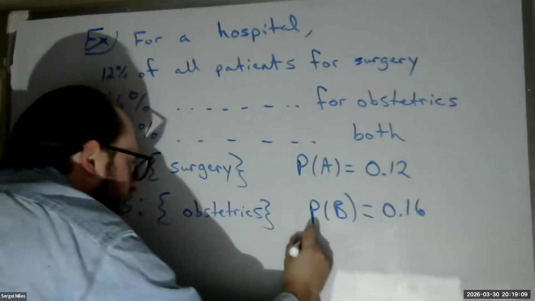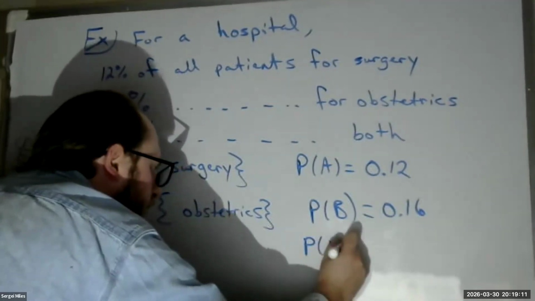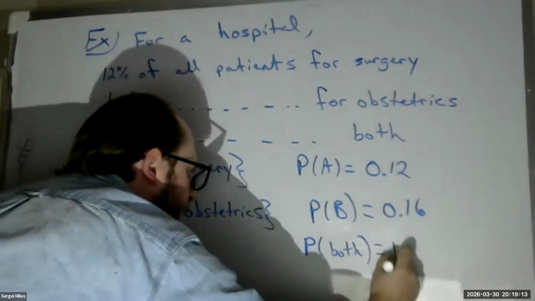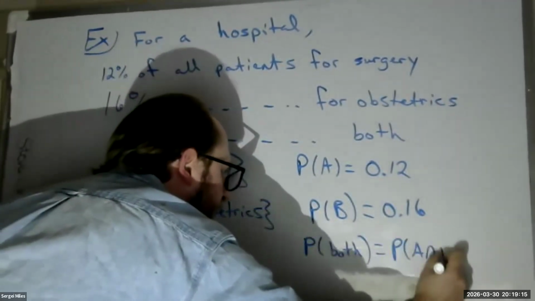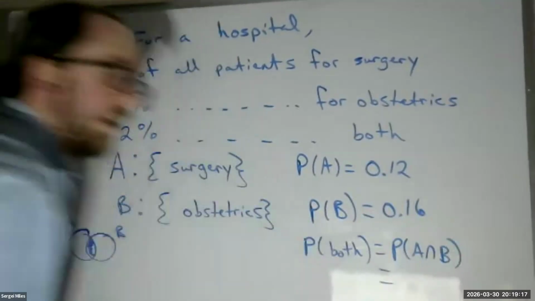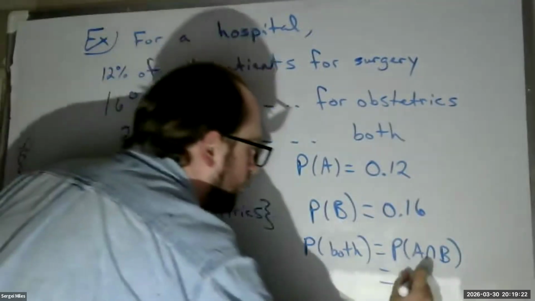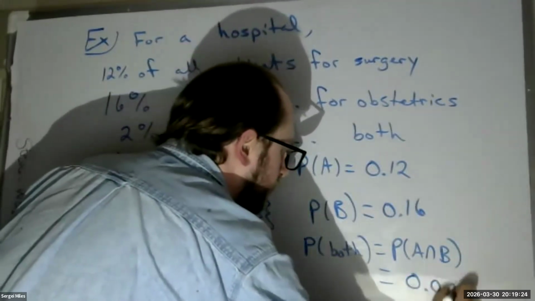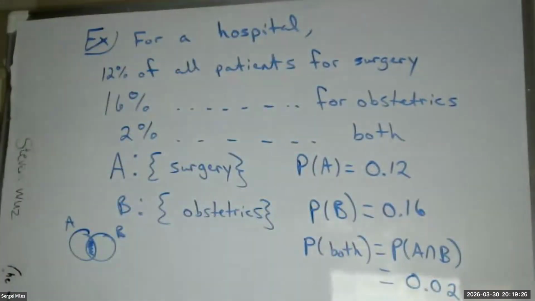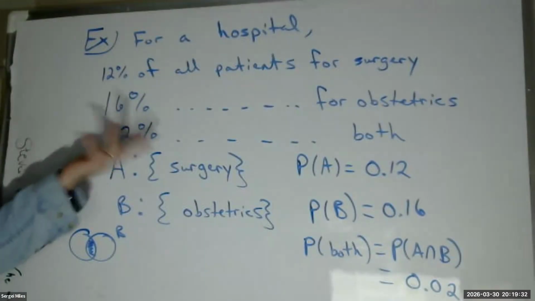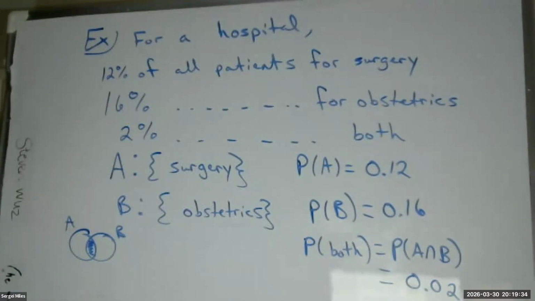So the probability of both, that's the same thing as the probability of their intersection. And that is also given to us in the question. The probability of both then is 2%. Okay. So we can answer this initial question. Percentage a person is here for surgery. Percentage someone here is for obstetrics. The percentage somebody is here for both.